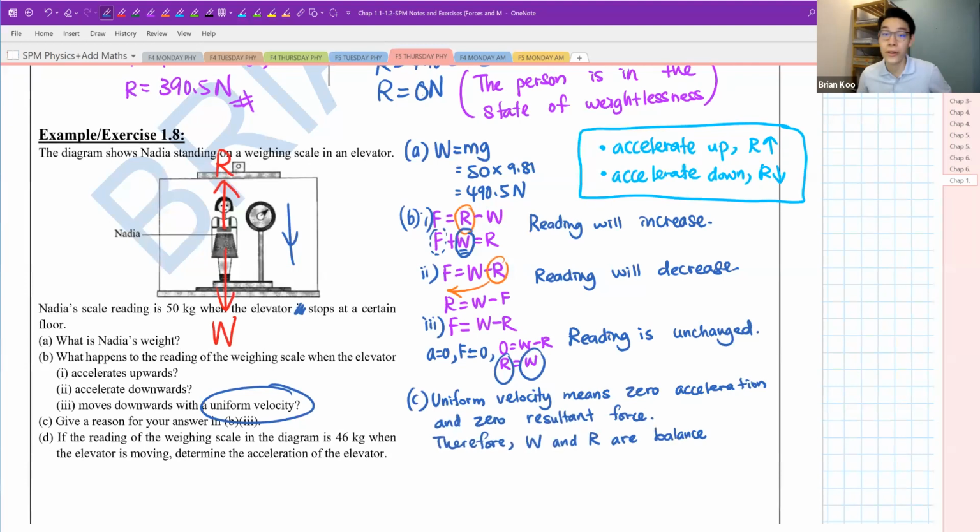There's no resultant force. When we say there's no resultant force, it means no one force is stronger than the other. You have a resultant force whenever one side is stronger. But when they are the same, then the resultant force is zero. They are balanced by each other. There's no stronger force. You minus, it is still zero. They are the same value. W and R are balanced. The reading is just the weight of the girl.